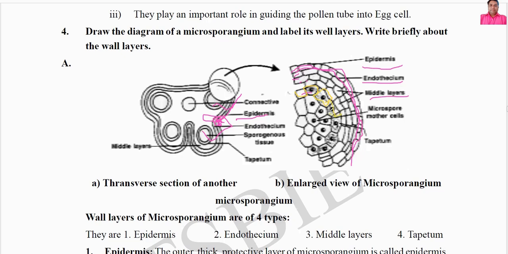What is the specialty of the tapetum cells? These cells have double nuclei, two nuclei. Tapetum is the last wall layer of the microsporangium. The cells in the tapetum have 2 nuclei in each.